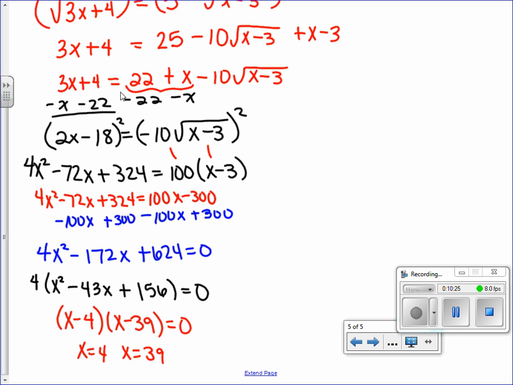Let's see my original. It can't be 39, because that's going to get me a negative. Four. I think it is a no solution.